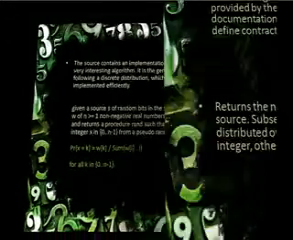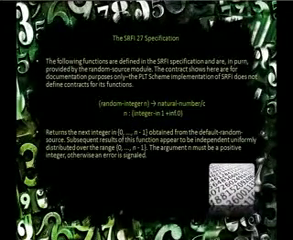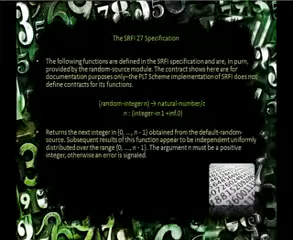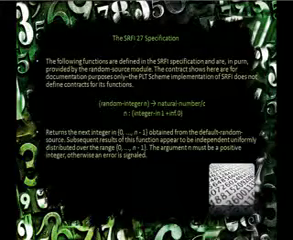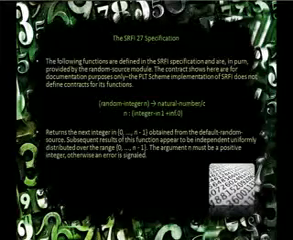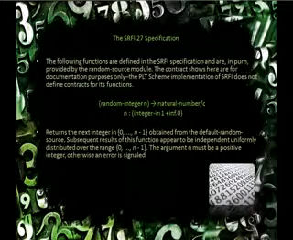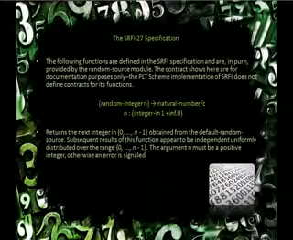The SRFI 27 specification. The following functions are defined in the SRFI specification and are provided by the random-source module. The contracts shown here are for documentation purposes only. The PLT Scheme implementation of SRFI does not define contracts for its functions.